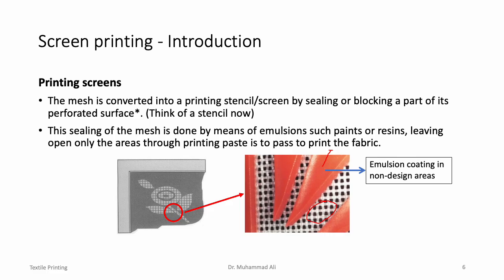So that's the emulsion coating applied on the non-design areas. Non-design areas means the areas on the fabric that we don't want to print. And this is the area in which the screen mesh is open, and so the print paste will pass through it.